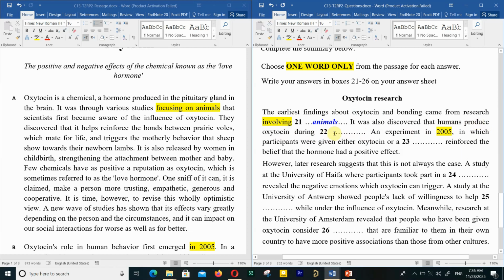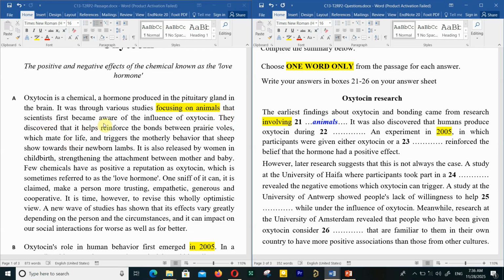Produce oxytocin during what? This is where we can predict the answer. Okay, during a time, a specific period of time. It's important to have a prediction about what your answer is going to be.